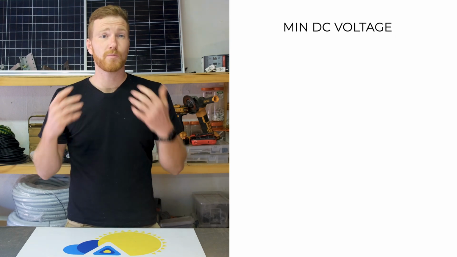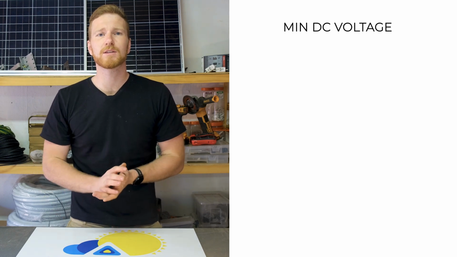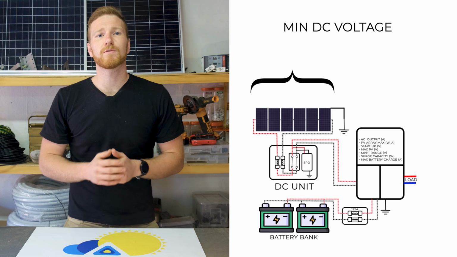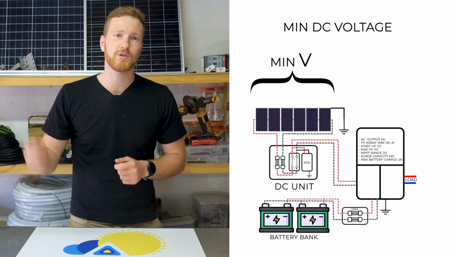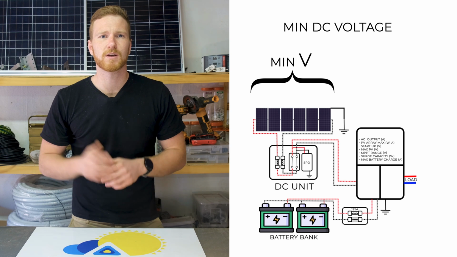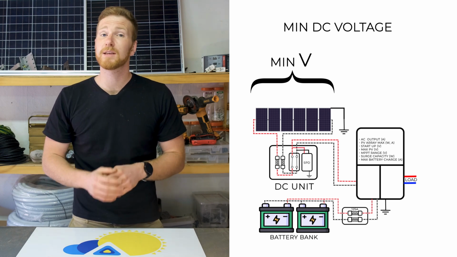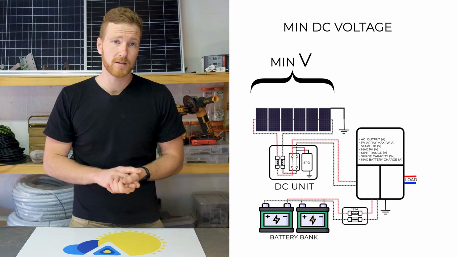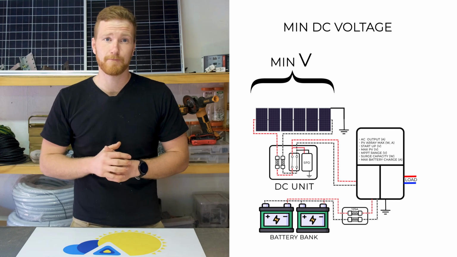Minimum DC voltage or power. This is the minimum voltage your solar array will need to provide in order for the inverter to make use of it. And it's usually 150 volts on 5 kilowatt inverters. So you will need a minimum of 4 panels just to make sure that voltage is at 150.